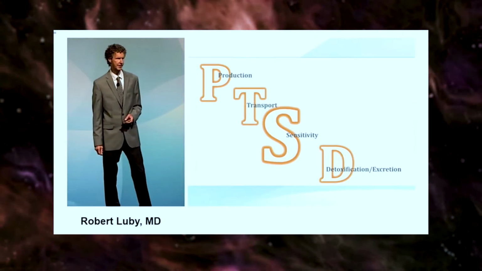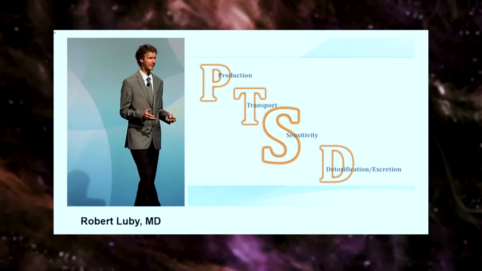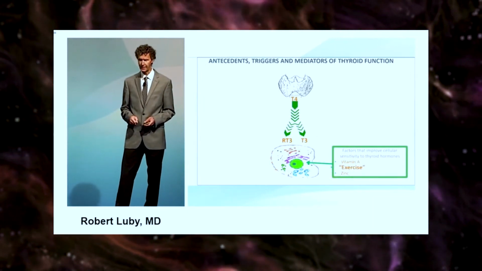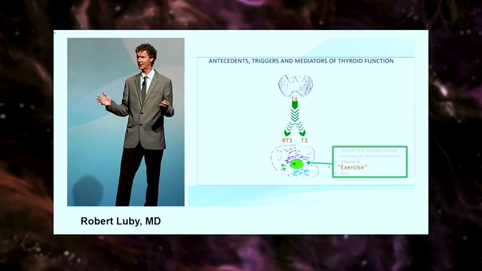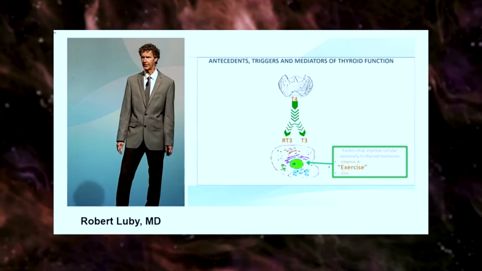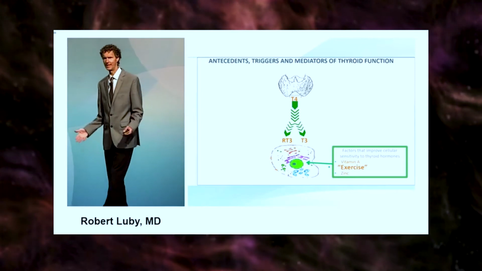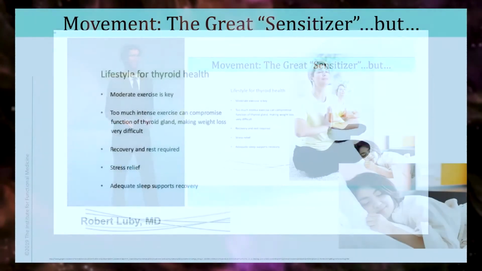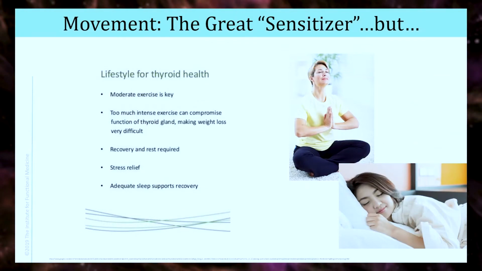Okay, let's move to sensitivity now. There are ways to affect sensitivity to thyroid hormone. There's 2 nutrients, vitamin A and zinc, and there's exercise, movement. What else does exercise sensitize? Insulin, everybody says, right. So movement is the great sensitizer of the hormones, thyroid and insulin.